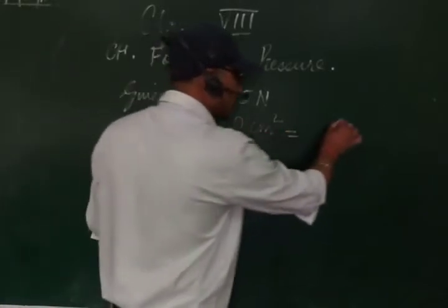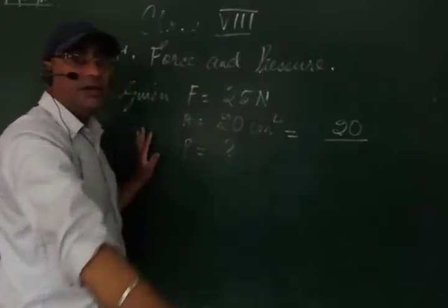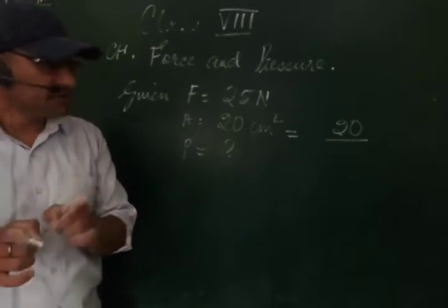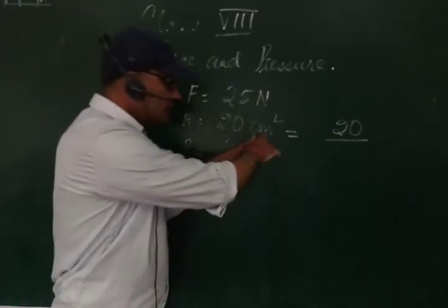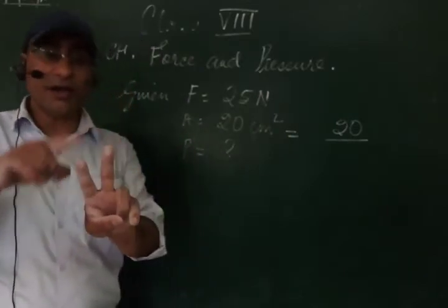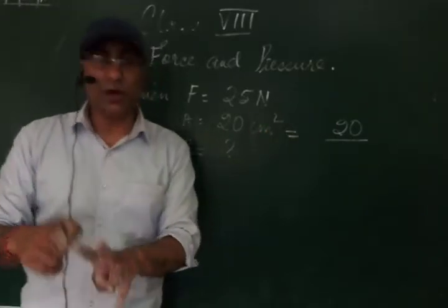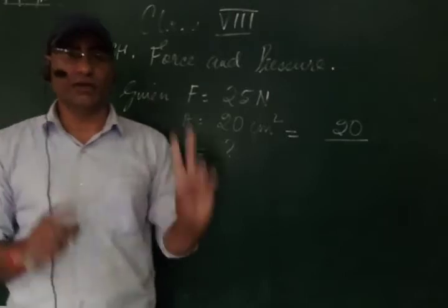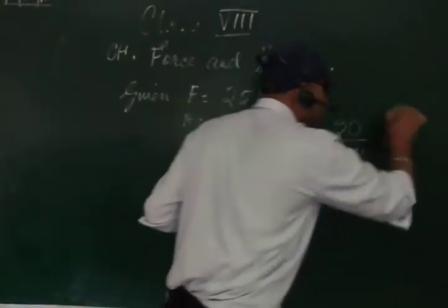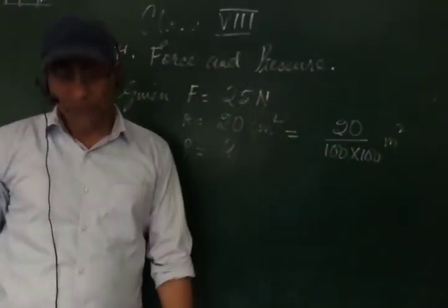Now 20 centimeter square can be written as 20 upon, now centimeter we are converting into meter. 1 meter is equal to 100 centimeters. But there is centimeter square, centimeter, centimeter, two times. So 100 and 100. To convert centimeter square into meter square, we have to divide by 100 and 100, two times. So 100 into 100. Now this becomes meter square. First work is to convert into the form of meter square.